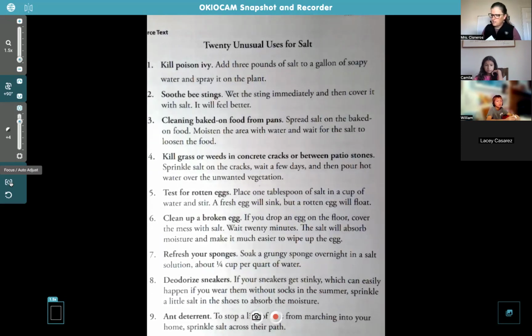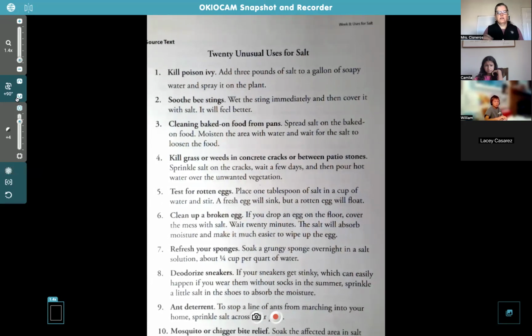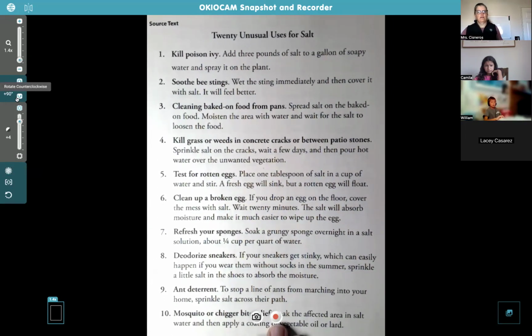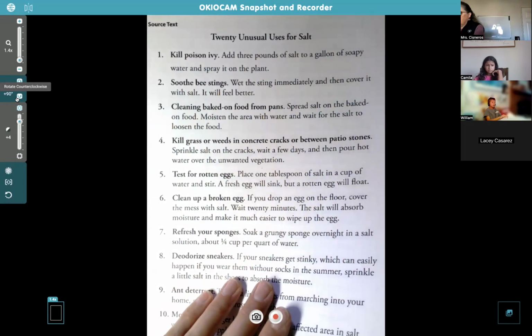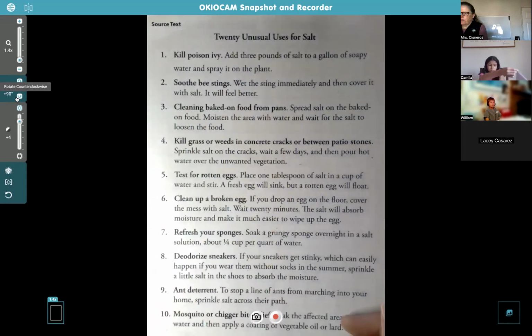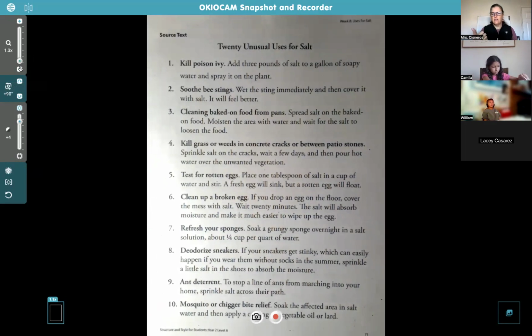And you're going to notice this is different for us. This is a list. It's not in paragraph form, it's a list. And what we're going to do is categorize these things because you're going to notice some of the uses for salt, like I said, are for cleaning. Some of them are used on plants. Some of them are used on bugs, on odors, different things like that. So we're going to label each one of these and put them in categories. Okay, so I'll show you what I mean as we go here.